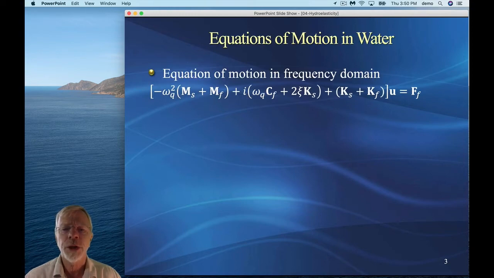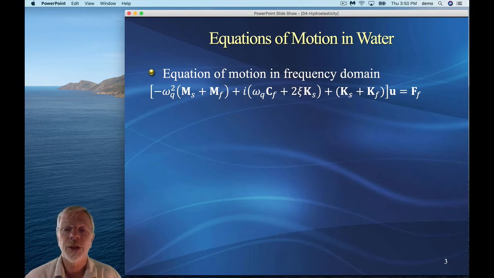So the equations of motion in the frequency domain are given here, where I've added the fluid term. So omega q is the incoming wave frequency. MS is, of course, the structural mass matrix, N by N. MF is the fluid added mass matrix. CF is the hydrodynamic damping matrix.